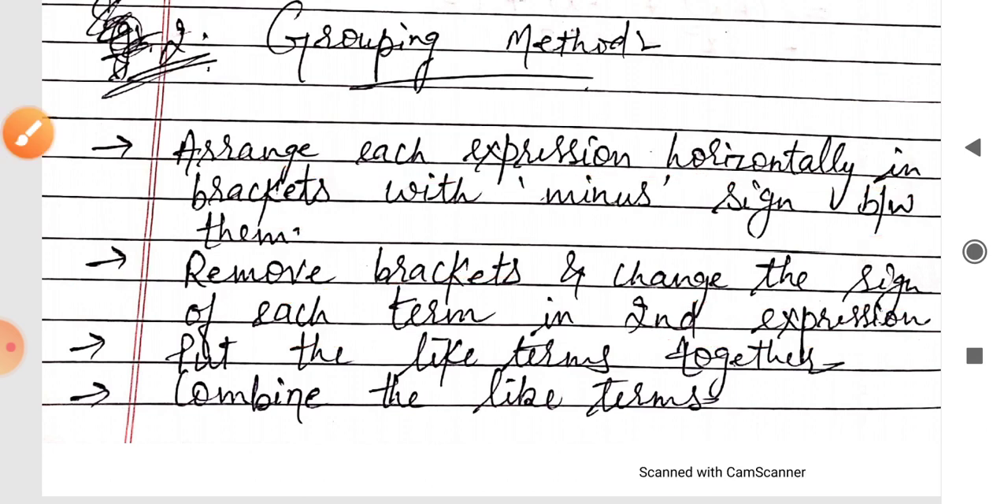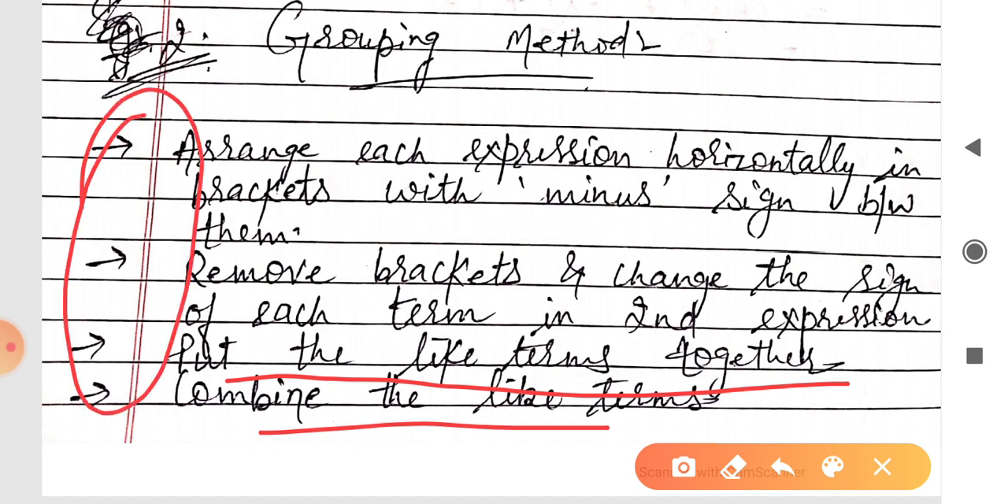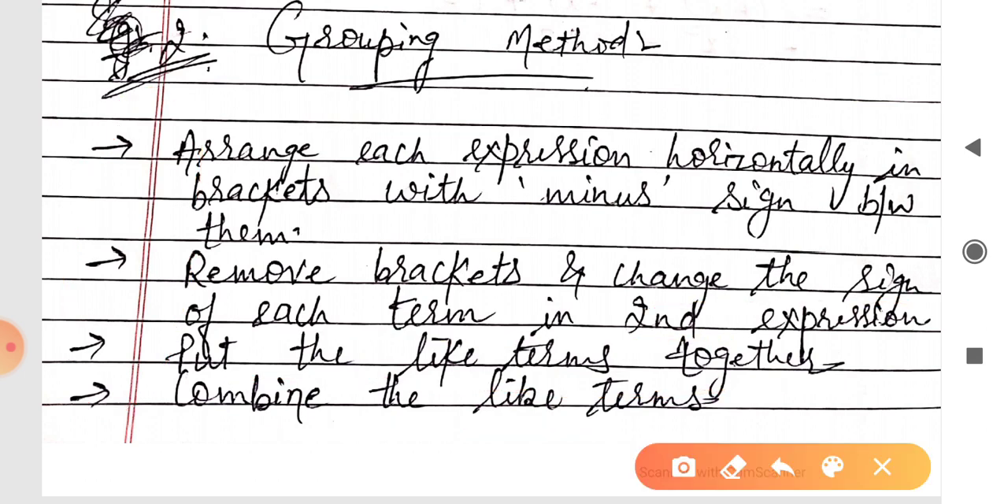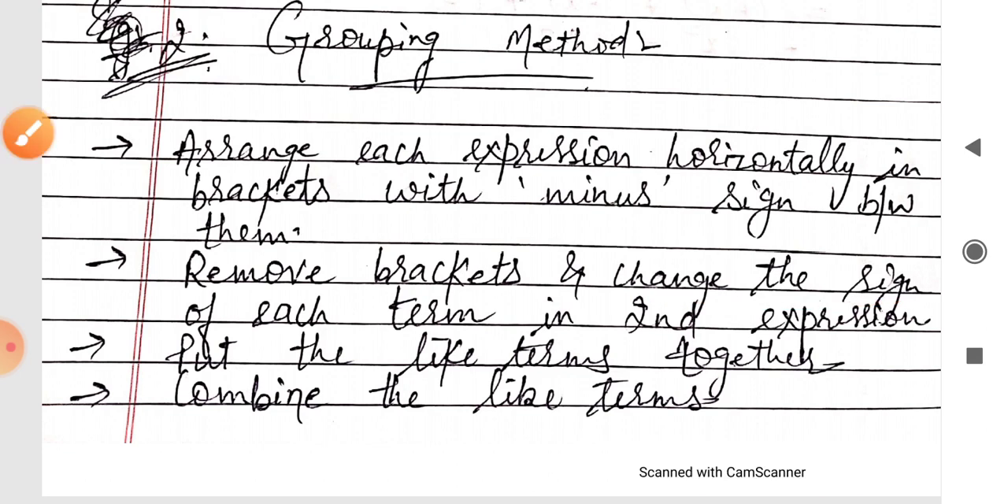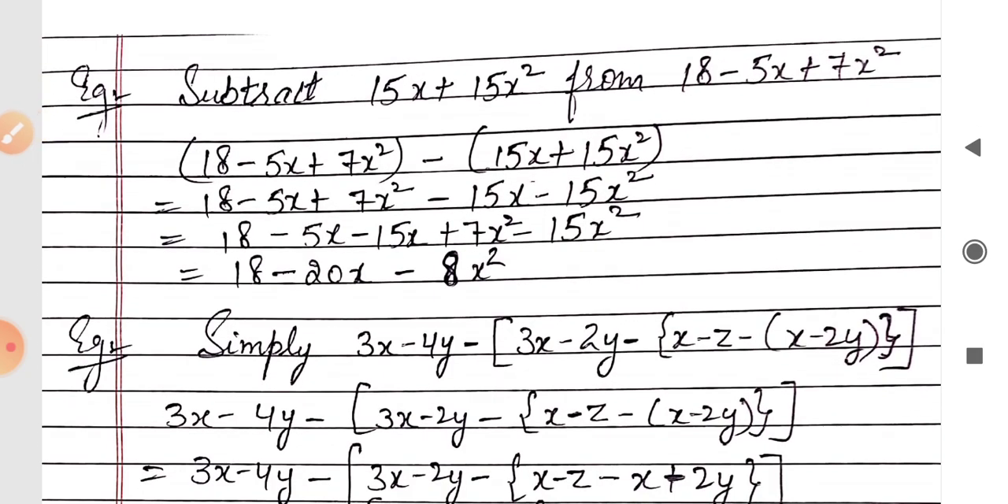Third is to put the like terms together. Fourth is to combine the like terms. These steps are the same as the steps we used in addition, but there is one thing extra in subtraction, that is, change the sign of each term in the second expression. Now we will solve an example by using the grouping method.